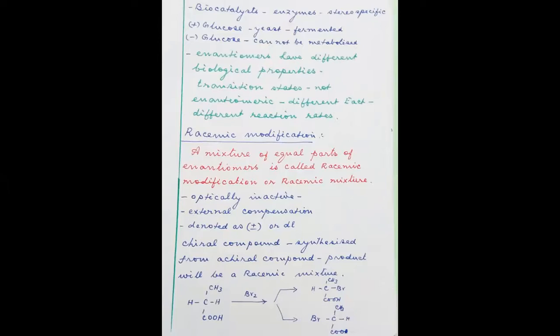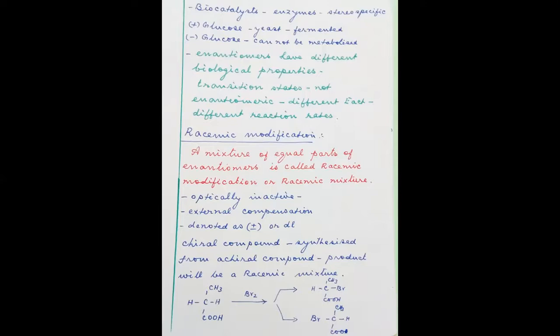If you take plus glucose, which is also an optically active compound, and allow it to get fermented with yeast, the metabolism takes place and yeast is able to ferment plus glucose. But the yeast is not able to ferment minus glucose. Minus glucose cannot be metabolized. So enantiomers normally have different biological properties.